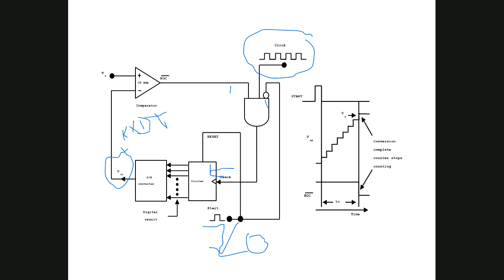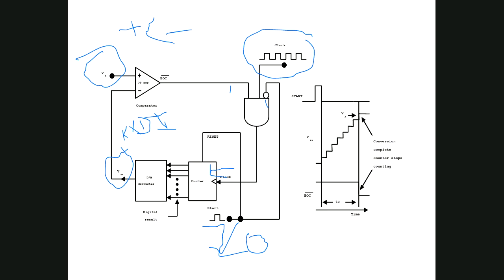Clear? Okay. So this is one. This is one. Clock starts coming. It starts increasing. VAX starts increasing. Now VA is constant, right? Because it's the digital input. When VAX crosses VA, plus becomes less than minus, meaning minus becomes more.